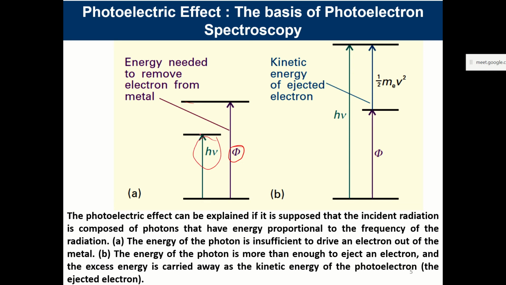If h mu is less, nothing happens. No matter how many photons you provide of this energy, nothing will happen, the electron won't be ejected. But if h mu is sufficient to take away the electron, if h mu is much larger than the work function, the electron will be ejected, and the rest of the energy, you see very nicely, has been shown through this arrow. The green arrow is the h mu, the large one, carrying much more energy than the required phi.